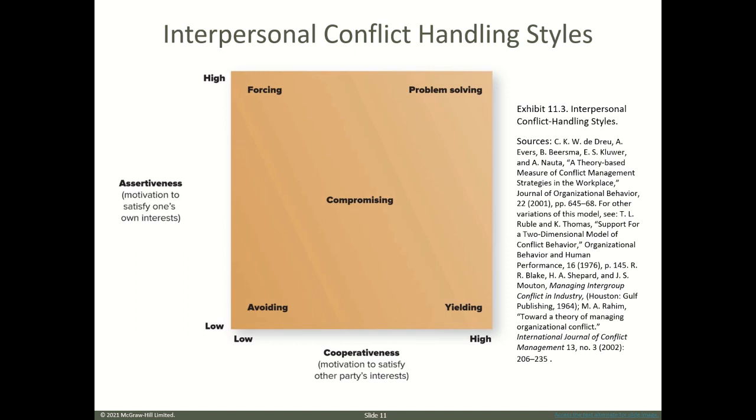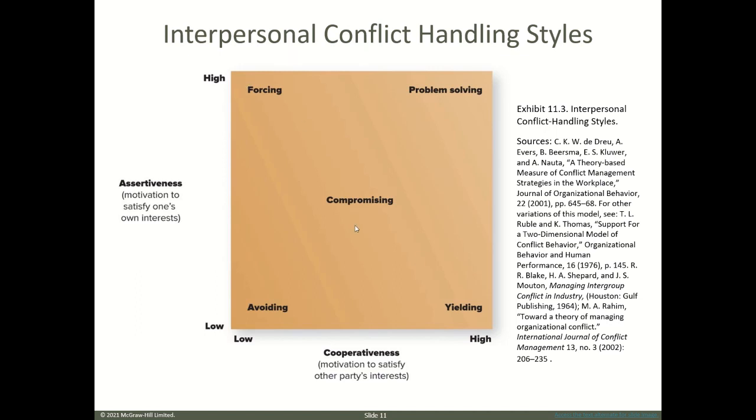Now, if we talk about interpersonal conflict handling styles, you can see there are four points: problem solving, forcing, avoiding, and yielding. The problem solving and compromising styles we have at the center. Assertiveness is on the left-hand side and cooperativeness on the x-axis. Cooperativeness means motivation to satisfy the other party's interest. They want cooperation, which may sometimes be low, sometimes high. Assertiveness means taking initiative, confidence, and motivation to satisfy one's own interest. Assertiveness may also be low or high.